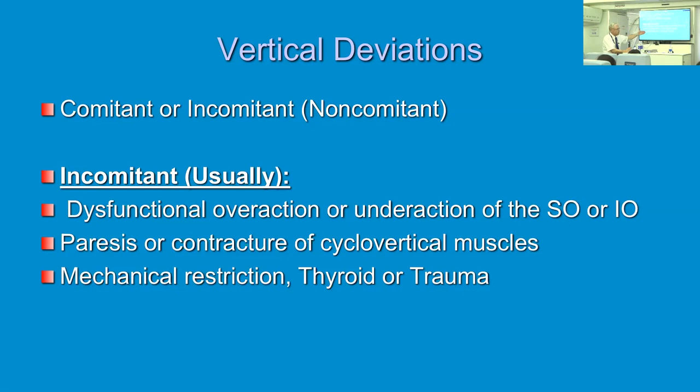Could be related to paresis or contracture of a vertical muscle, or it could be mechanical restriction like in thyroid disease or trauma. Những cái lắc bất đồng hành thì thường lý do là do cái sự rối loạn cái vận chức năng vận nhãn quá hoạt hoặc thiểu hoạt của cái cơ chéo dưới hoặc chéo trên, có liệt hoặc là có co cứng của những cái cơ vận động làm xoay nhãn cầu, và có thể có các lý do cơ học như sự kẹt cứng hay là các cái bệnh lý nhãn giáp hoặc là do chấn thương.